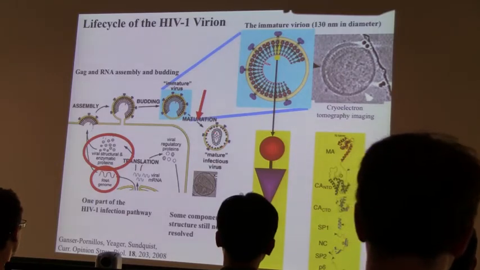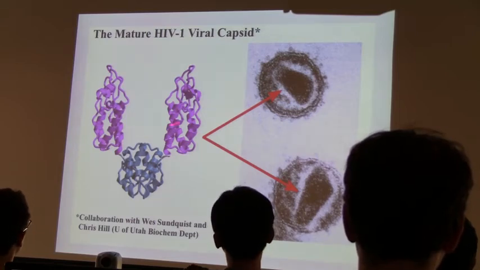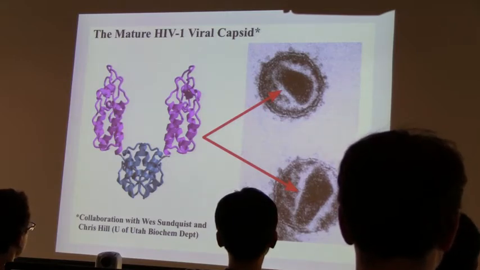And I'm sure some of you have heard the phrase virus capsid. This is an example of that dimerized protein. It's a very unique looking shape. You can see these images of the capsid here, the membrane. This is what's called the mature virion.